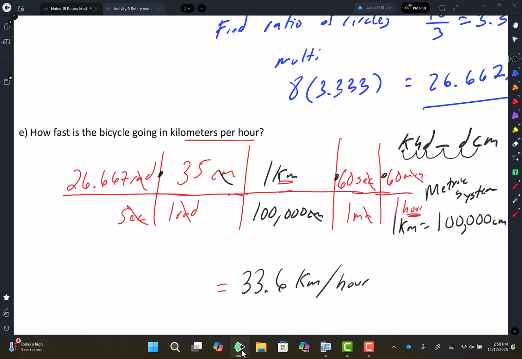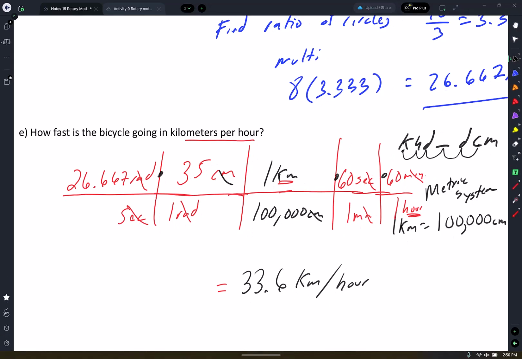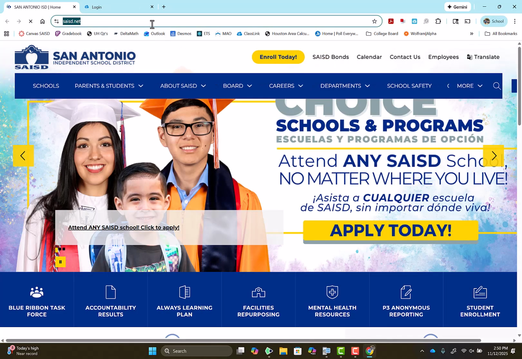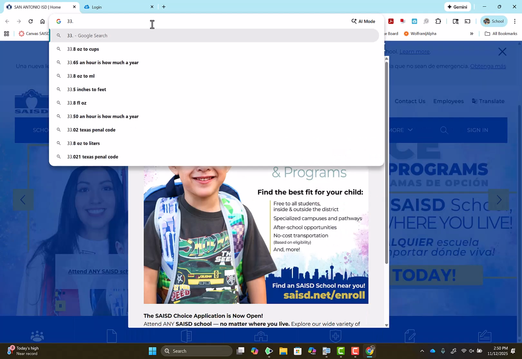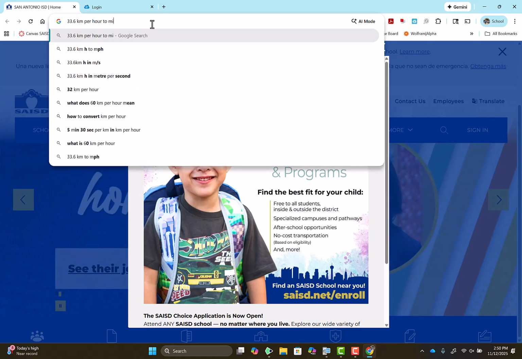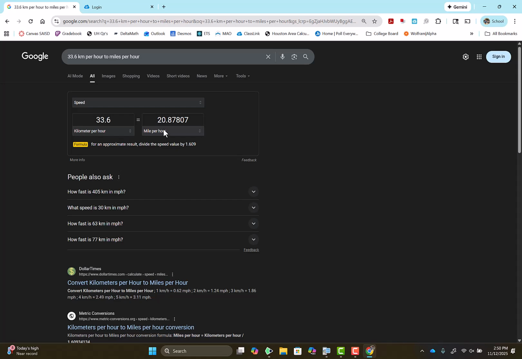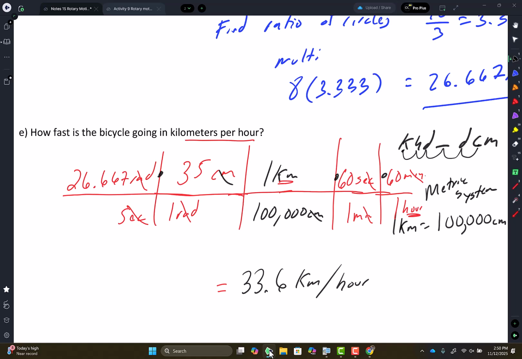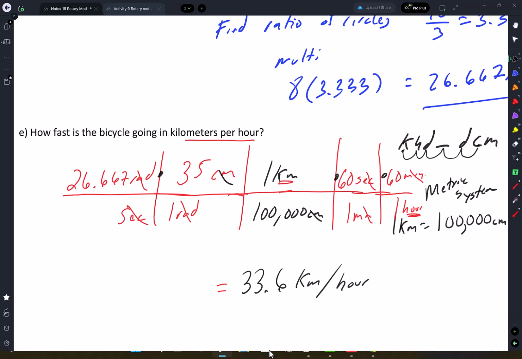It's pretty fast. I guess we can ask Google real quick, see how fast that is. 33.6 kilometers per hour to miles per hour. 20 miles an hour. So that's pretty good speed for a bike. Make sure you verify, guys. When I ask this question sometimes on the exam, you guys tell me they're going like 3 billion miles an hour. Guys, come on. Who's this person? Superwoman? 3 billion miles an hour? Come on. All right, one more.